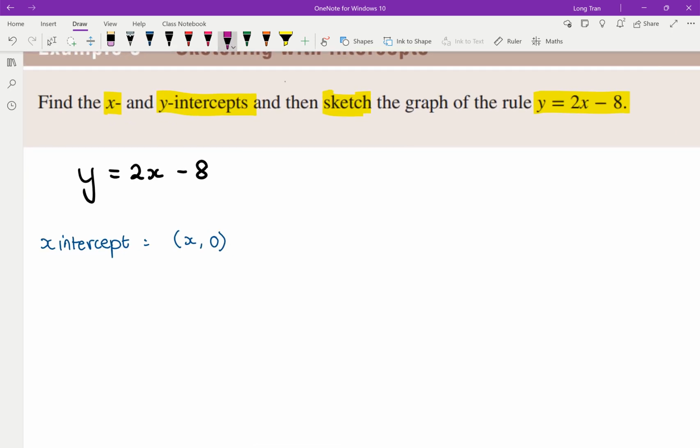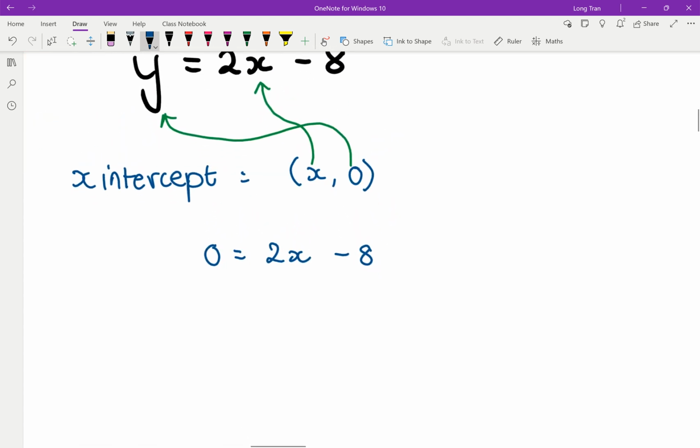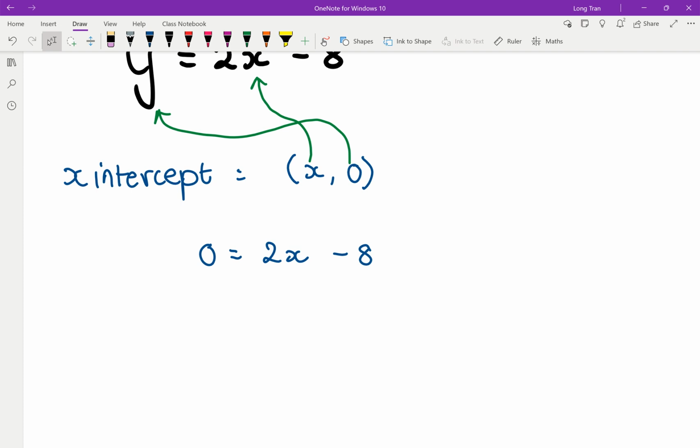I know that the x-coordinate goes with the x-coordinate, the y-coordinate goes with the y-coordinate. So I'm going to use the equation to solve. Y is now equal to 0, 2 times x, well, x is still x, and then minus 8. From here, you are now using chapter 7 to solve the equation. So I just subbed 0 to where the y was, and x where the x is. Now, this is minus 8.